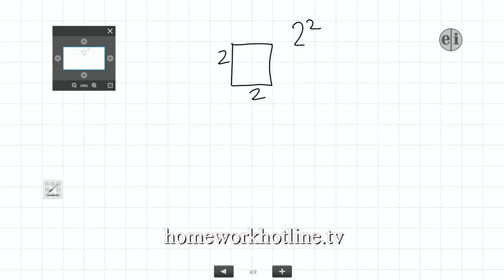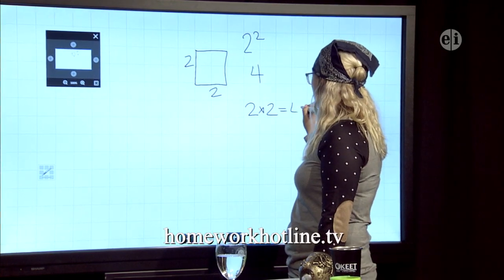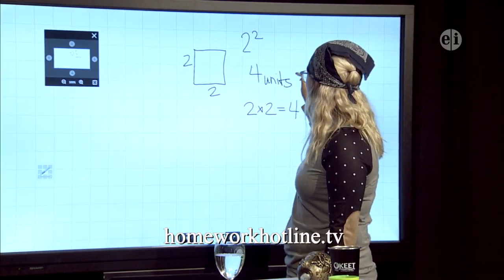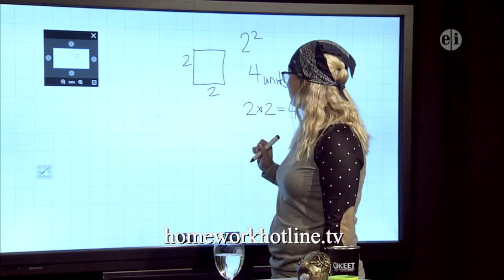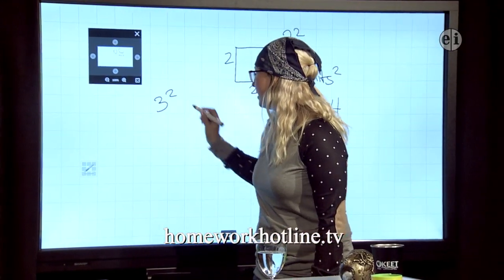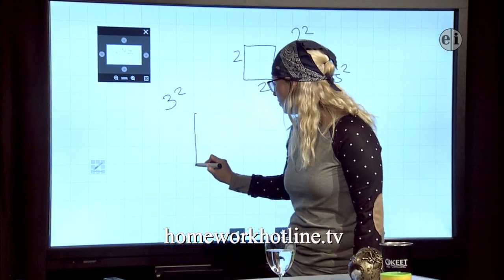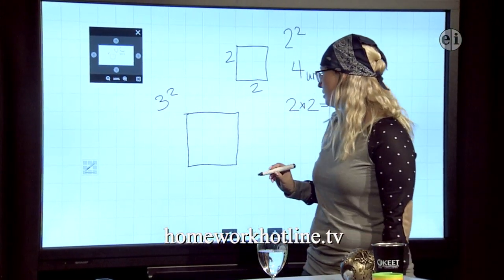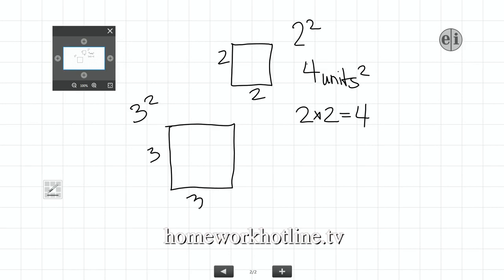How many do you have in there? 1, 2, 3, 4. Another way to look at it is 2 times 2, and we can say units squared. You can do it for different numbers also. If you have 3 squared, it's the same thing but with 3. 1, 2, 3. 1, 2, 3. So this would be 3 times 3, which is 9.